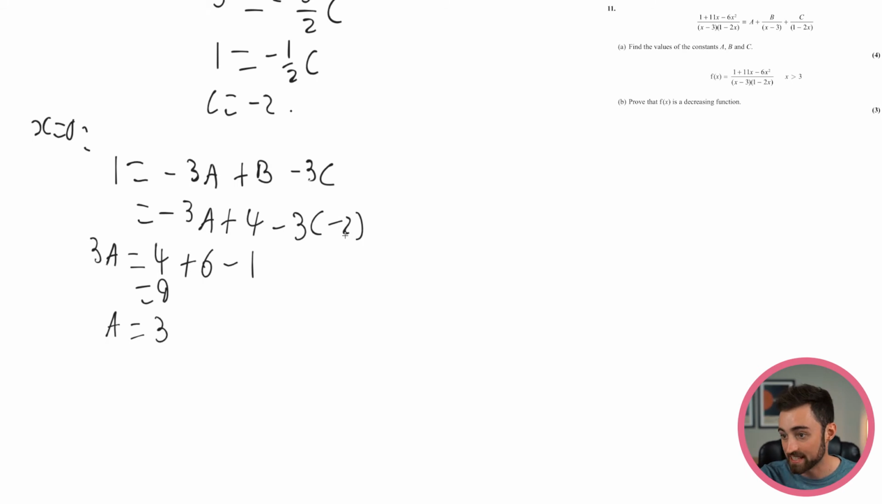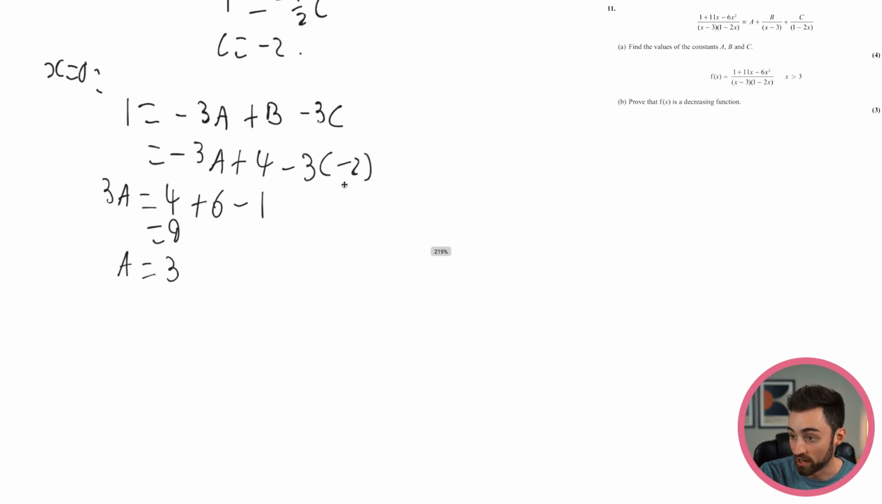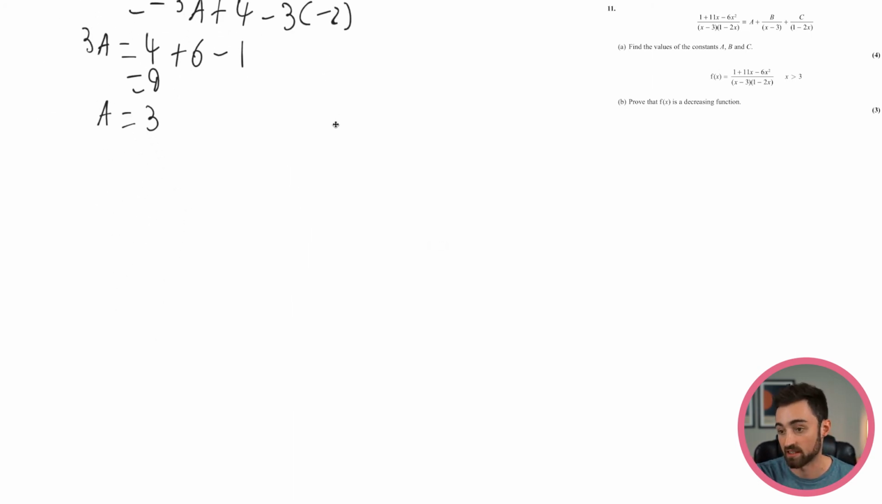It now says f of x equals 1 plus 11x minus 6x squared, over x minus 3, 1 minus 2x. So it's the same function as before, isn't it? But it's just defined for x being greater than 3. And we want to prove that f of x is decreasing.